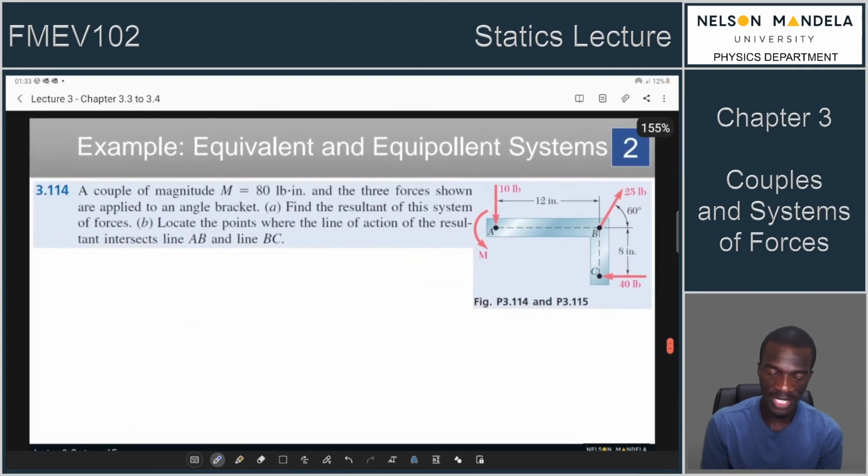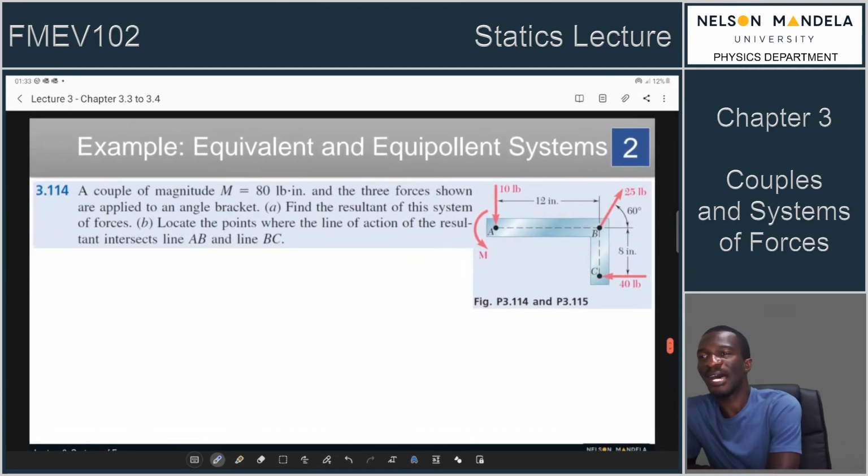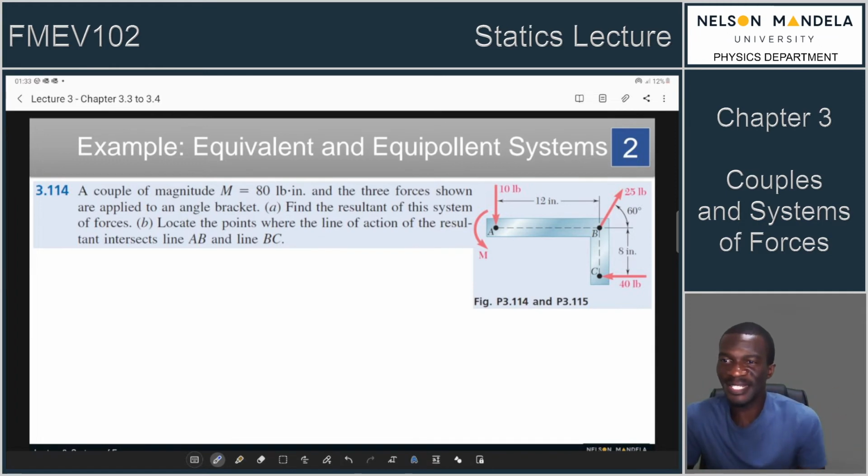So how can we apply this principle when we were given all those equations, which are simply telling us that we can find an equivalent system as long as they have the same value for the moments and the forces in the x, y, and the z.